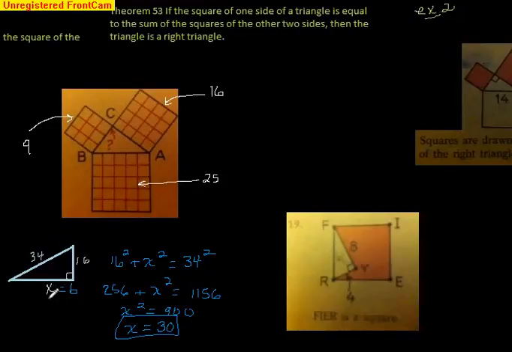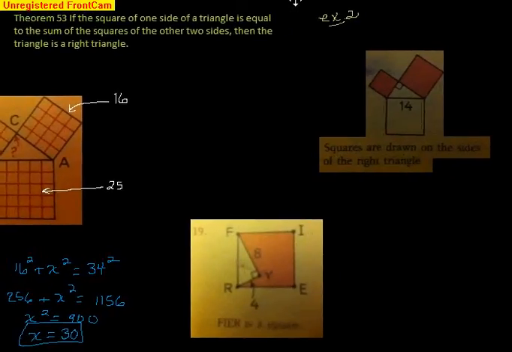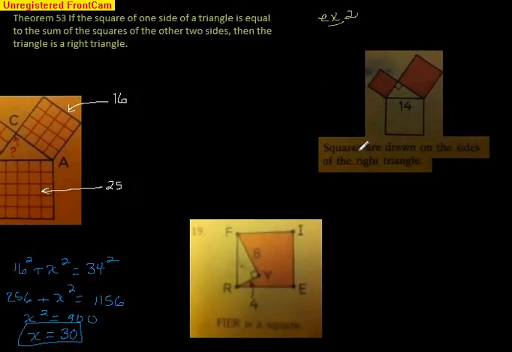So if we have x equals 30, you did 30 squared plus 16 squared, and if it equals 34 squared, then you can say it's a right triangle. The other way around is they said it's a right triangle, and you find the missing part. So let's look at two more quick examples. These are kind of silly in your book, so we'll do this one the way they want you to do it, and then we'll do it the way I think is easier.